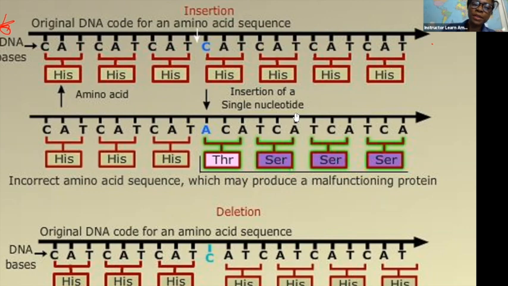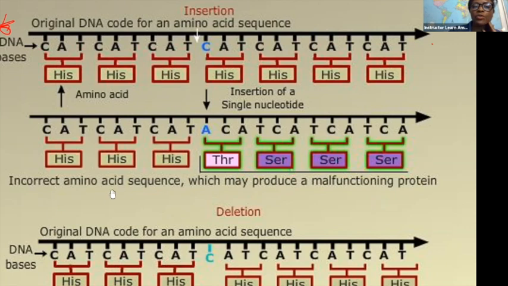Because remember, you have to read every three-letter codon. So before, the message was CAT, but now that we've inserted a single base, the message changed from CAT to ACA, which in turn produced a completely different amino acid. And that then throws everything off. Everything else on the sequence changes. So now, whereas this before was also CAT, the next three is now TCA, TCA, and so forth.